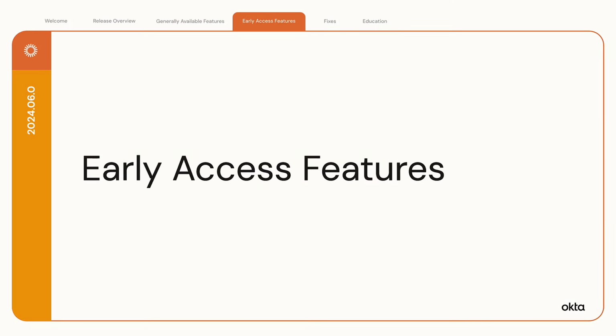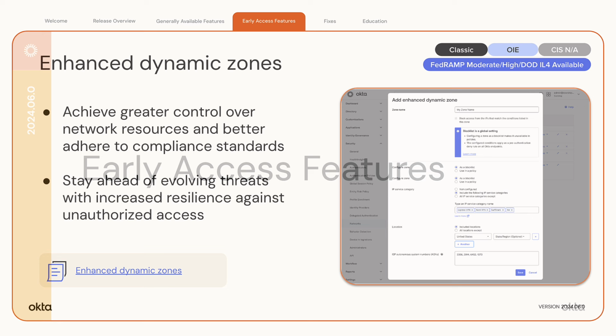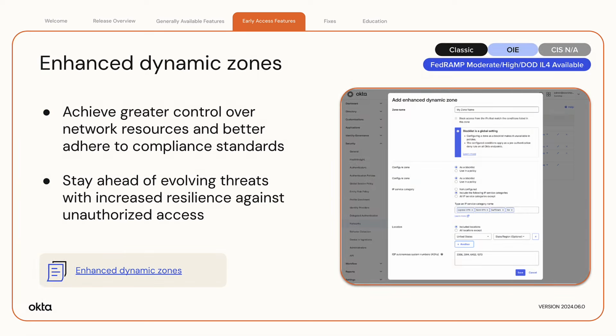Let's wrap up with a look at early access features. Enhanced dynamic zones. Use enhanced dynamic network zones to define IP service categories like proxies and VPNs, locations, and autonomous system numbers that are allowed or blocked in a zone.